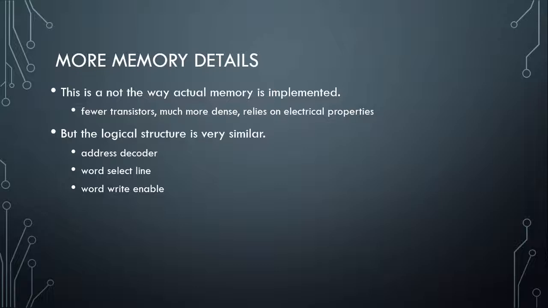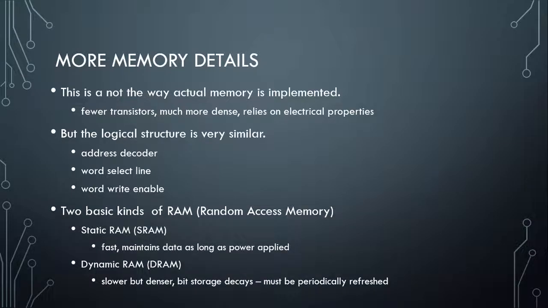So there's address decoders, you got word select line, word write enable, and then there's of course two basic kinds of RAM. You have random access memory, which is broken down into two categories. You have static RAM, SRAM, which is fast, maintains data as long as power is applied, and dynamic RAM, or DRAM, which is slower, but denser, bit storage decays, and must be periodically refreshed.